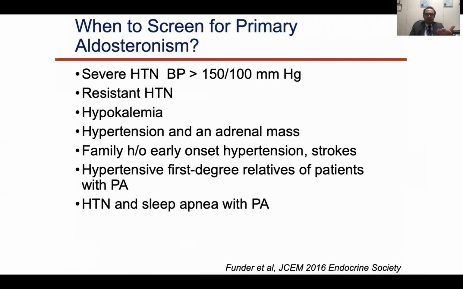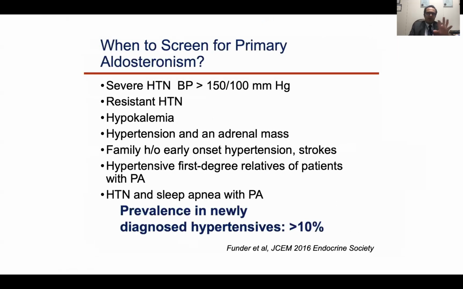When you are doing the workup of an adrenal incidentaloma, then you have to rule out primary aldosteronism if the patient has hypertension. A family history of relatively early onset hypertension, strokes, or other CV morbidities. Hypertension in a first degree relative of a patient with primary aldosteronism, and then sleep apnea. So at least in these patients, we should do it, but William Young says that at least once it should be done for every hypertensive patient.